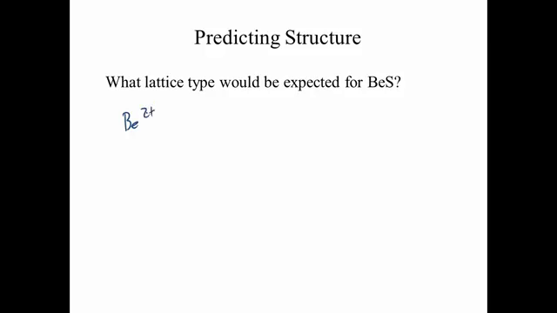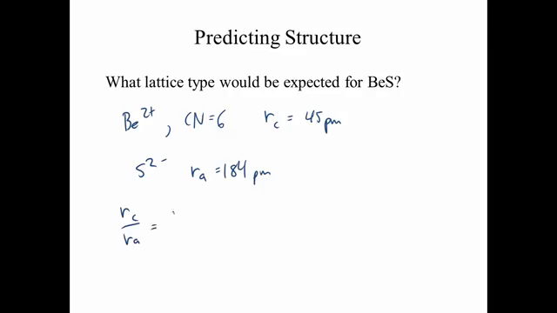So beryllium, its ionic radius, we're going to assume it's coordination number 6, because that's in the middle, so that's kind of like an average value, and the radius for that cation in the appendix table of your book is 45 picometers. And then sulfide, again assume coordination number 6, radius of that anion is 184 picometers, so the radius ratio is 45 divided by 184 equals 0.245.